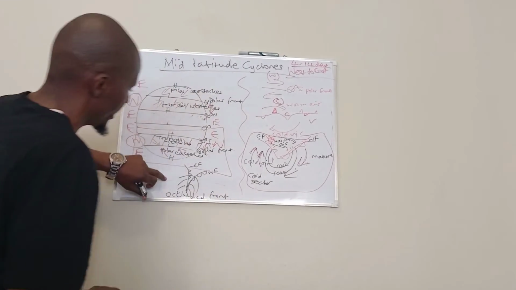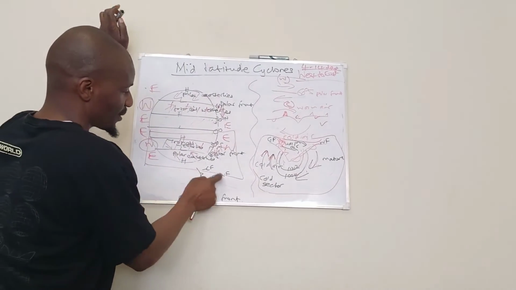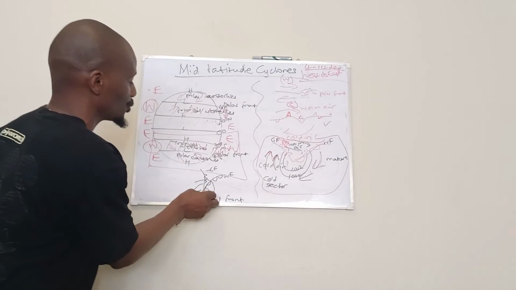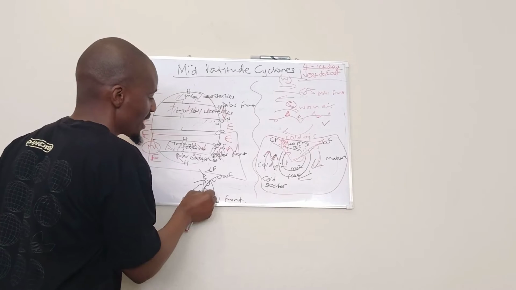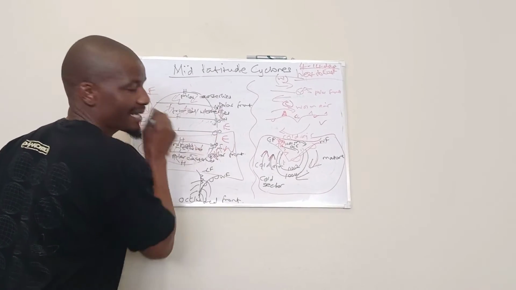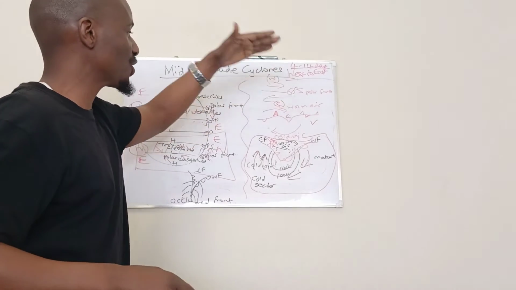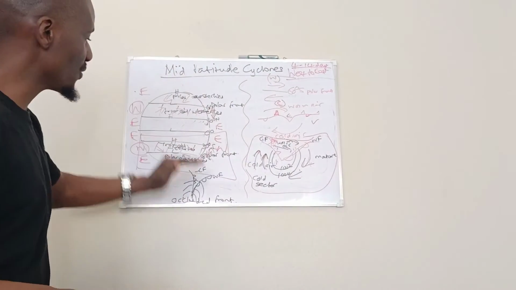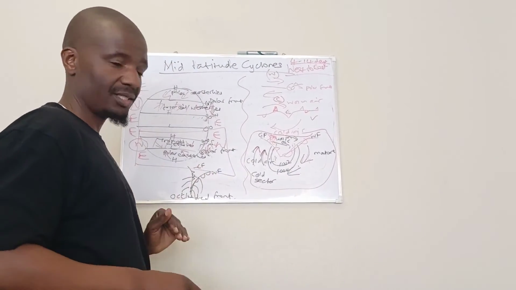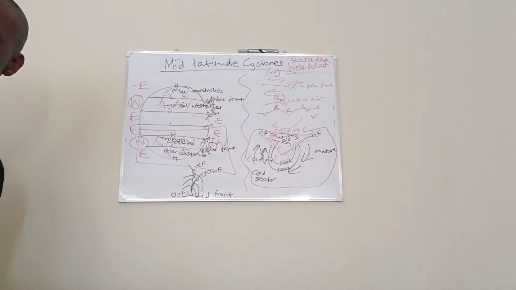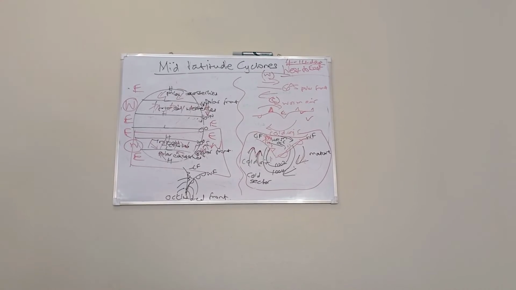Then lastly, what we have now, this cold front and the warm air have now merged. They have now been occluded or joined, giving us what we call an occluded front. Okay, so we have got the initial wave formation, mature stage, then you've got an occluded stage. These are the stages that we have as far as the mid-latitude is concerned.